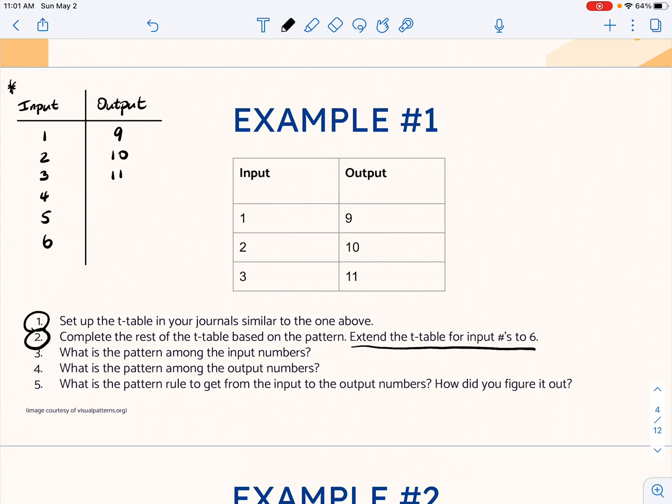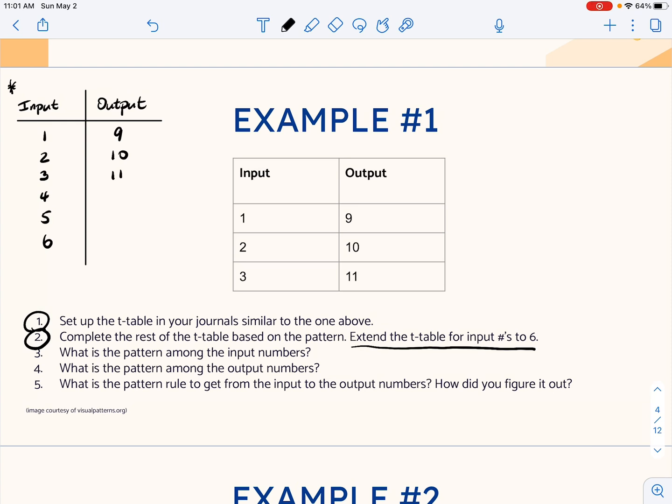Okay. Complete the rest of the t-table based on the pattern. So what do you think the rest of the output numbers will be based on the 3 output numbers you have of 9, 10, and 11? So follow the pattern. Pause the recording and go ahead and do that. Now, I'm going to move on.